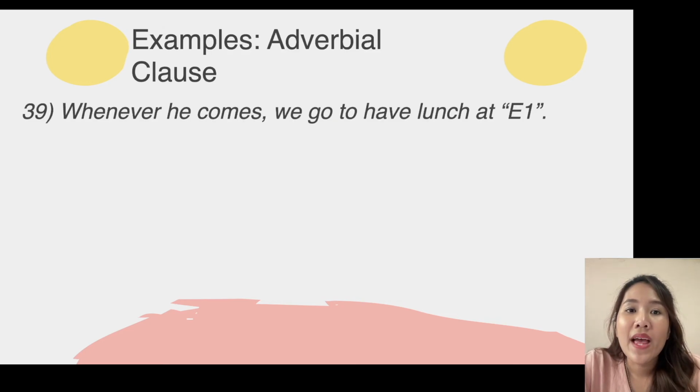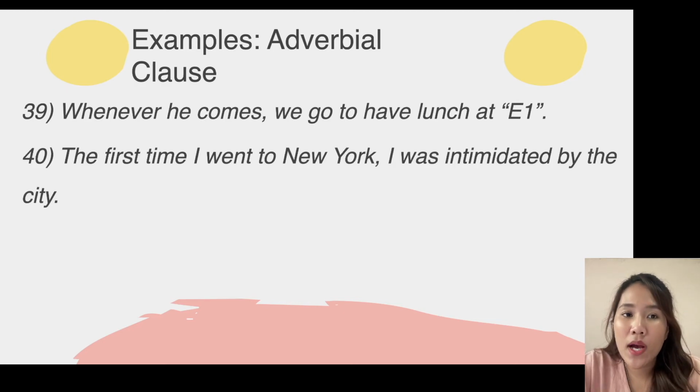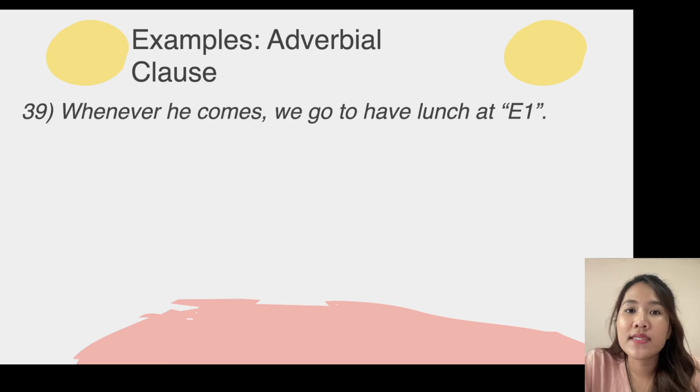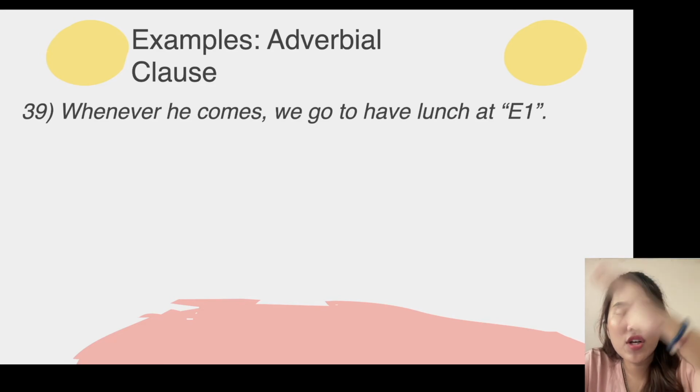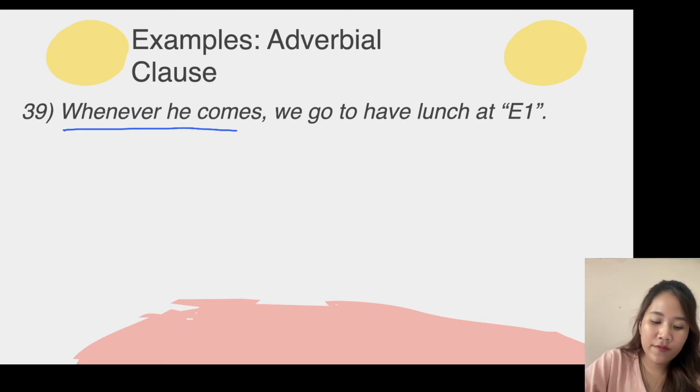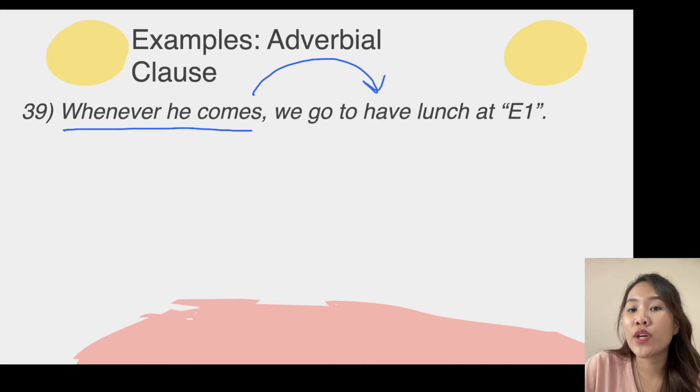So for example, an adverbial clause like "Whenever he comes, we go to have lunch at E1." So "whenever he comes" is the adverbial clause because it functions as the modifier of the independent clause, "we go to have lunch at E1." It doesn't become the subject itself, but rather modifies the independent clause that comes after it. So that's why we classify "whenever he comes" as the adverbial clause.